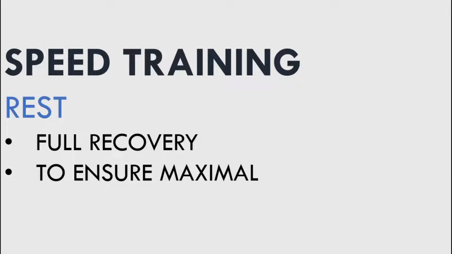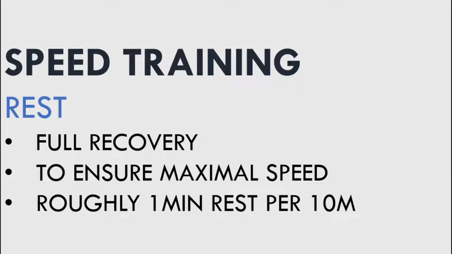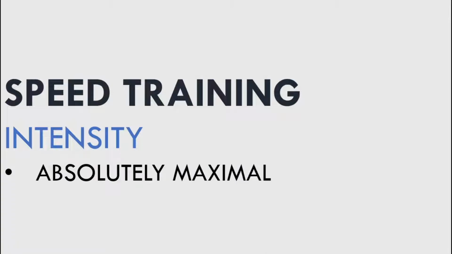A general rule of thumb is to allow 1 minute of rest for every 10 meters ran. So if an athlete is performing 30-meter sprints, 3 minutes of rest should be adequate. Intensity of sprints should always be absolutely maximal when trying to get faster. Running at a submaximal pace will simply not improve speed. You need to run fast to be able to run fast.